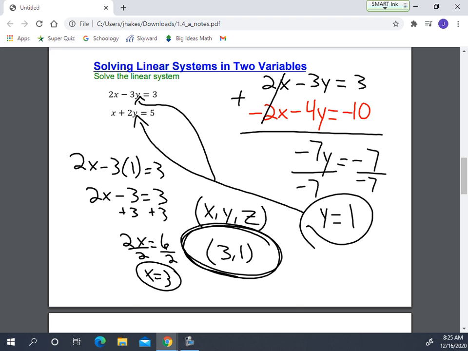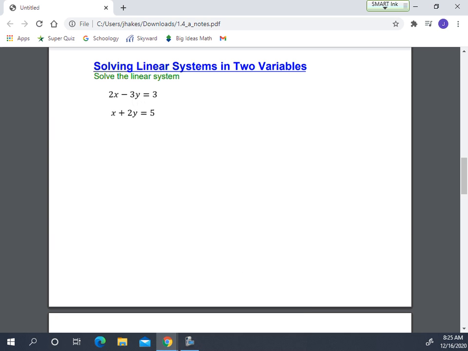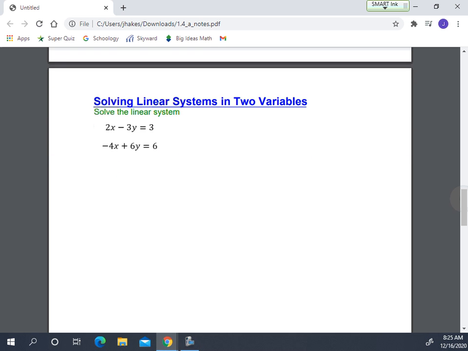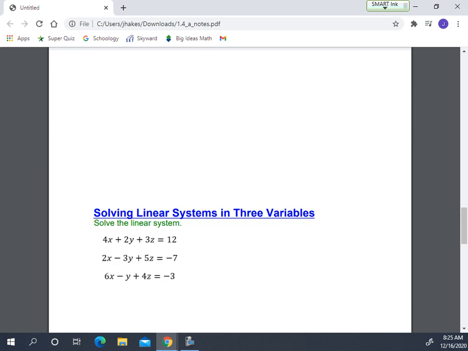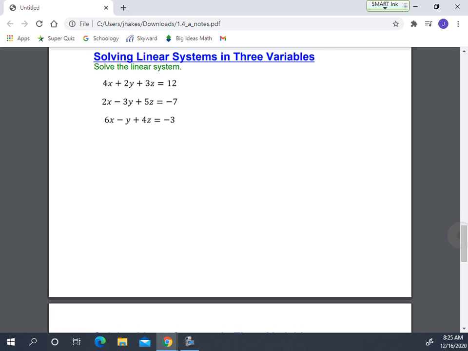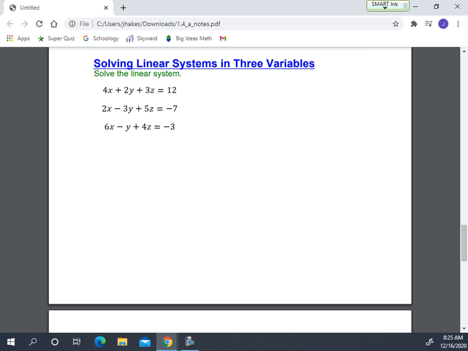Alright, let's move into what you will be doing with 3 variables. Not just 2, no, 3. Exciting stuff. Okay, here we go. You're solving linear systems in 3 variables. I'm excited. Let's do it.